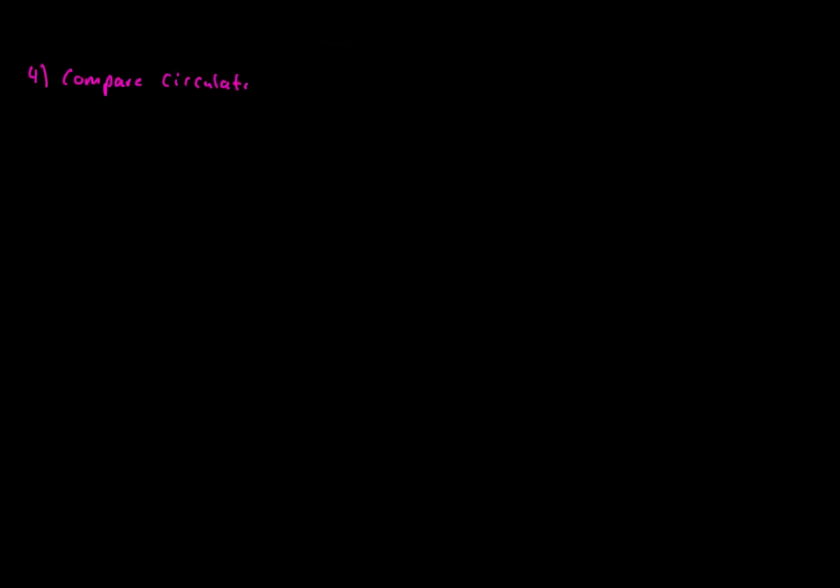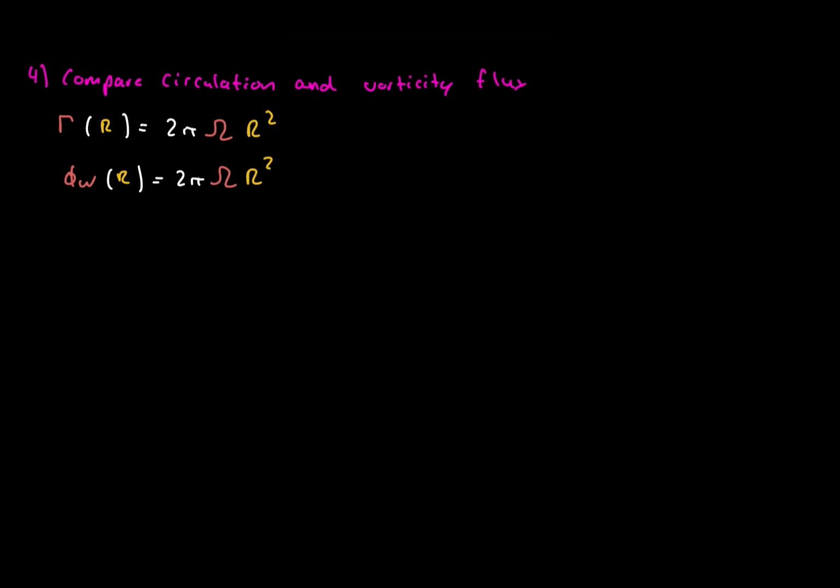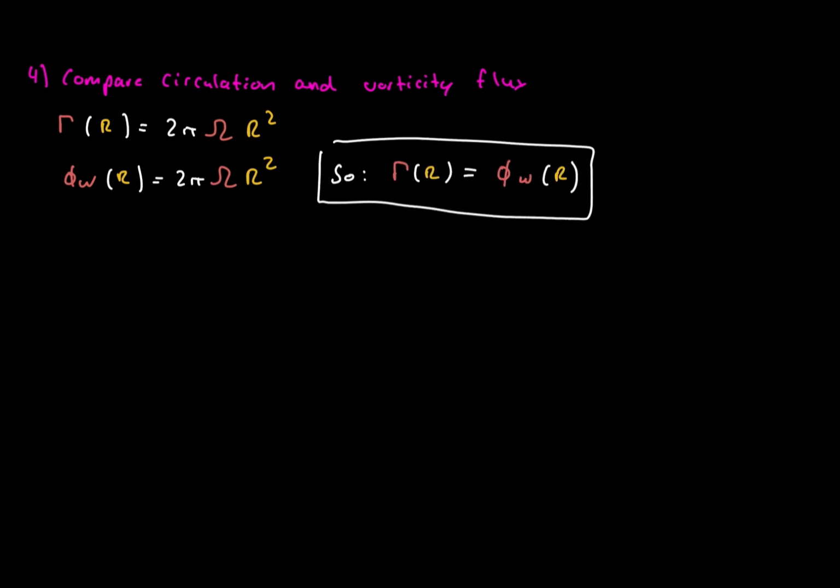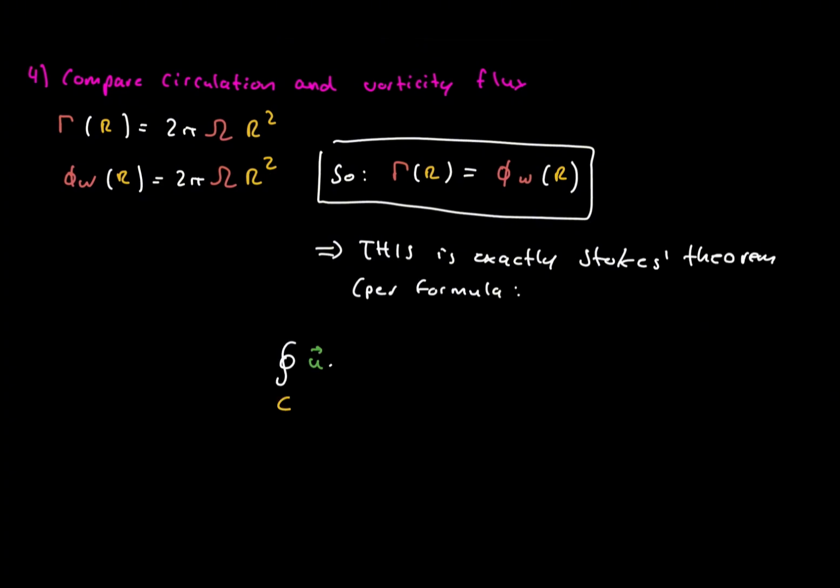We now compare the results. The circulation around the circle is 2 pi omega r squared, and the vorticity flux through the disk is also 2 pi omega r squared. The two quantities are equal. This result confirms Stokes' theorem, which states that the circulation around a closed curve equals the flux of vorticity through the surface enclosed by that curve.